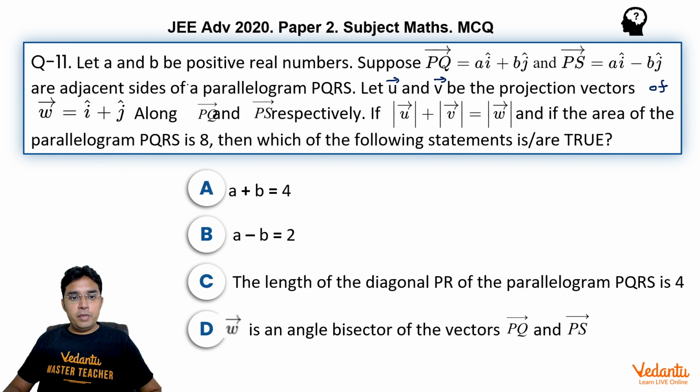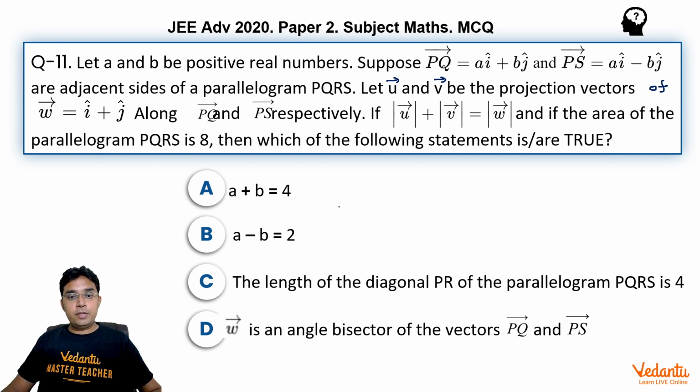Let A and B be positive real numbers. Suppose PQ is equal to A i cap plus B j cap and PS is equal to A i cap minus B j cap are adjacent sides of a parallelogram PQRS. Let U and V be projection vectors of W equal to i cap plus j cap along PQ and PS respectively. If mod U plus mod V is equal to mod W and if the area of parallelogram PQRS is 8, then which of the following statements are true?